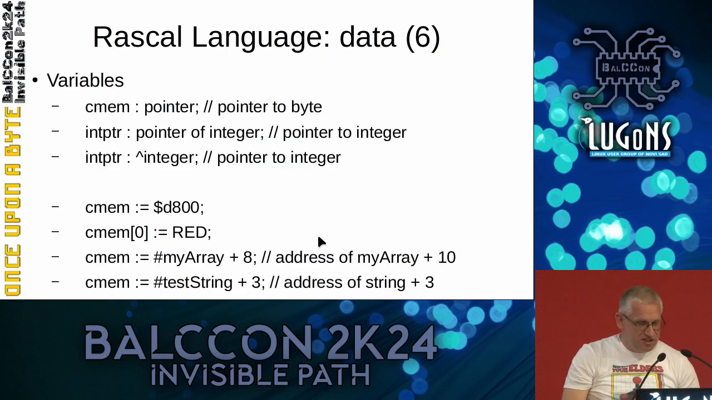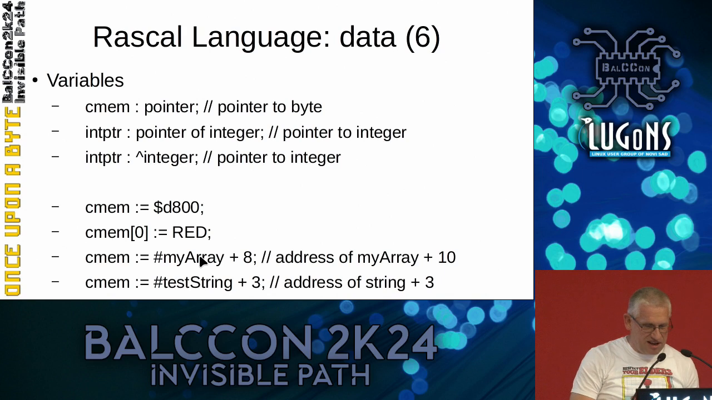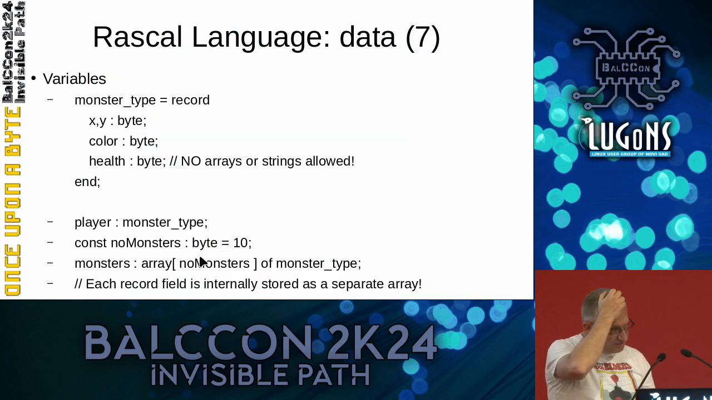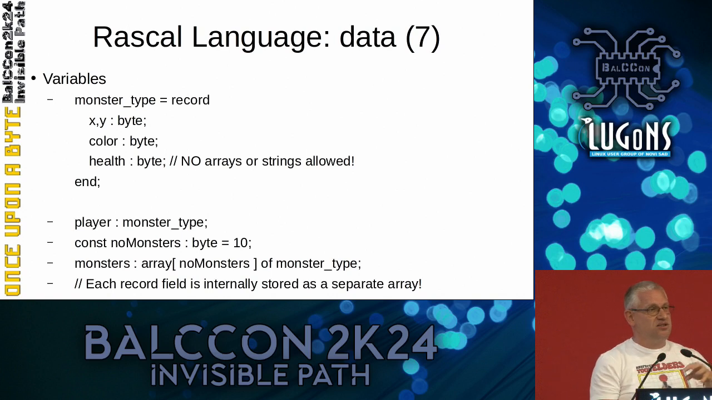Then we have pointers that can point to almost anything. You use them the way you would expect. You set a pointer to some address, assign a value. You can say that a pointer is at the address of some variable and so on, the same as you have in C, for example. The language also has records. That is when you want to combine several types of data into one entity.